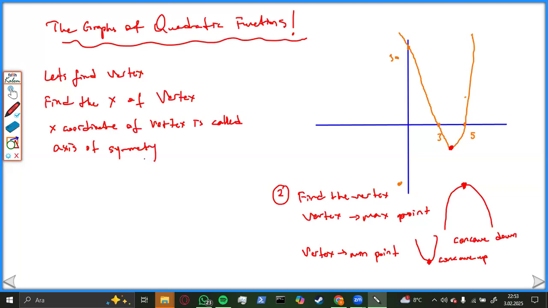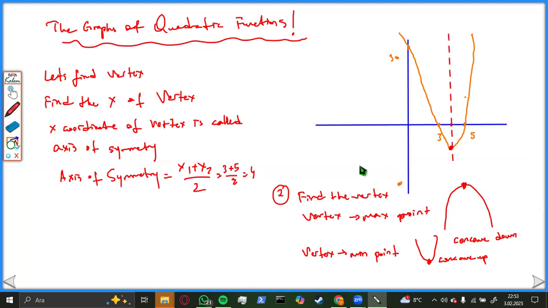Okay, symmetry. So all you need for the axis of symmetry is (x1 plus x2) over 2. Okay. So for that question, it is (3 plus 5) over 2, which is 4. This is the point for the axis of symmetry right now. Okay.